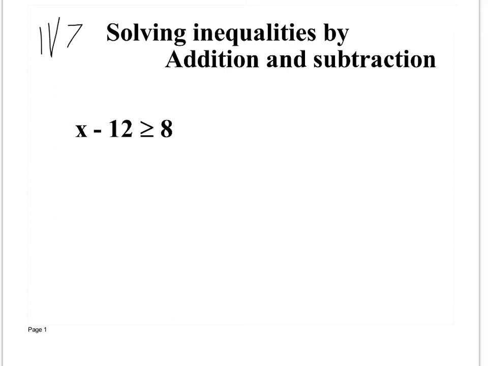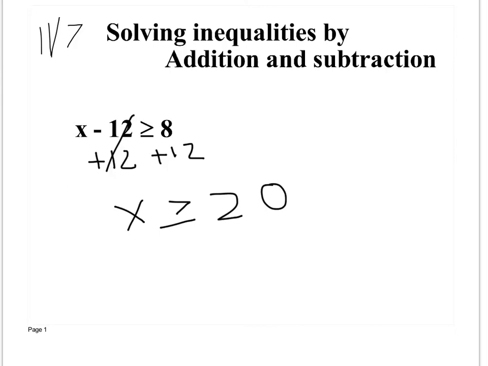Solving inequalities by addition and subtraction. We solve these just like if there's an equal sign instead of the inequality. This is x minus 12 is greater than or equal to 8. So what we do is we add 12 to both sides. So x is greater than or equal to 20.